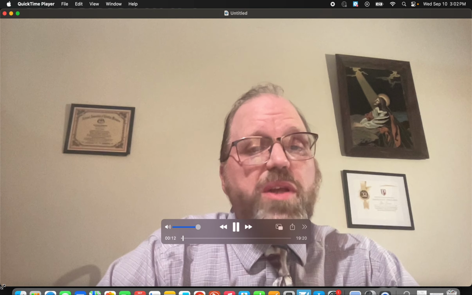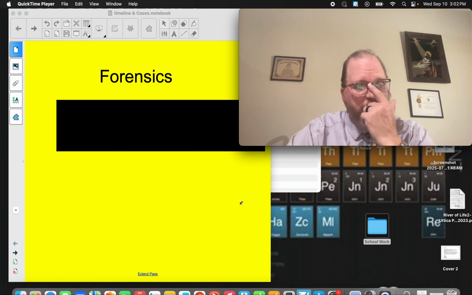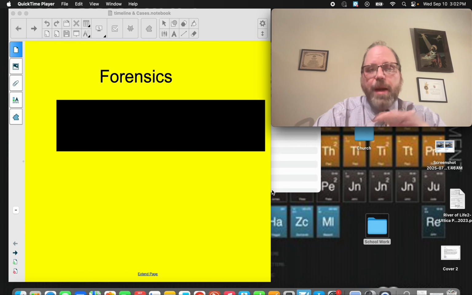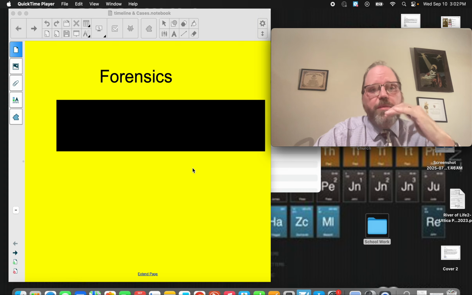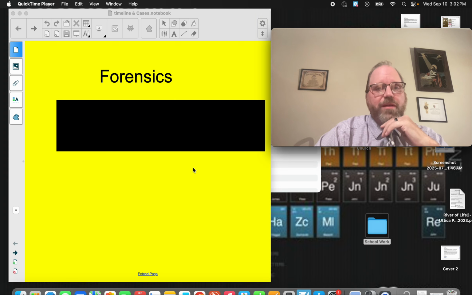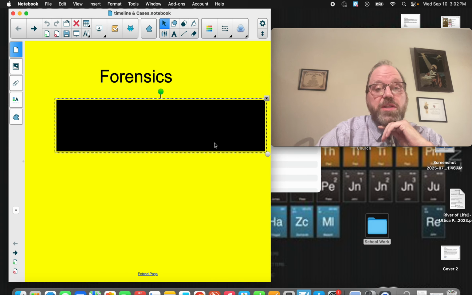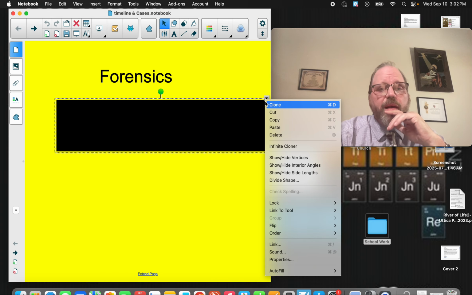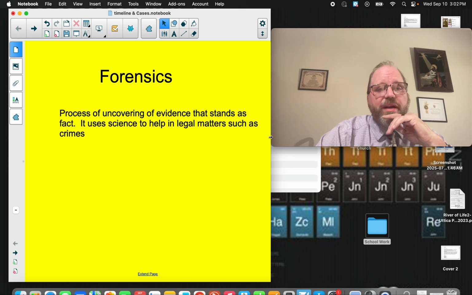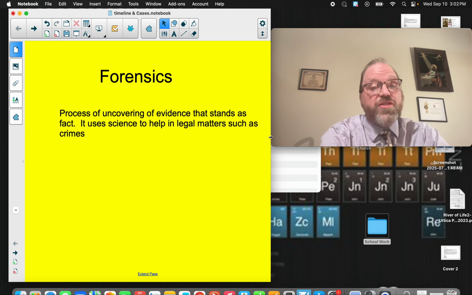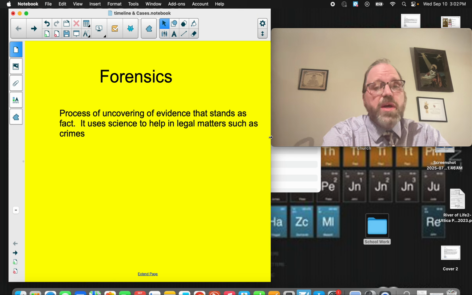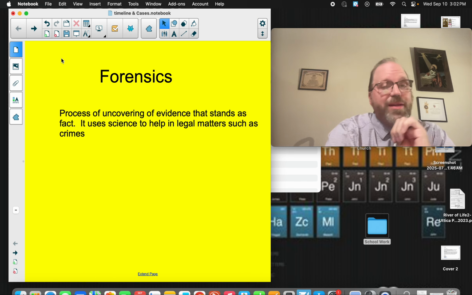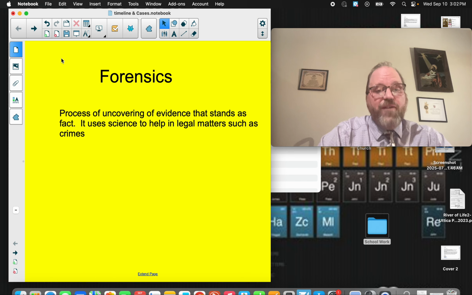So let's pull this up here. Here we go. And we're going to start with the definition of forensics. Now, we're going to have a couple definitions. They can be relatively similar, but a couple times they'll be slightly different so we can get different perspectives. Definition for the first one of forensics is the process of uncovering of evidence that stands as fact. It uses science to help in legal matters such as crimes. So we're going to identify evidence and use science to help us understand which of those facts are true.